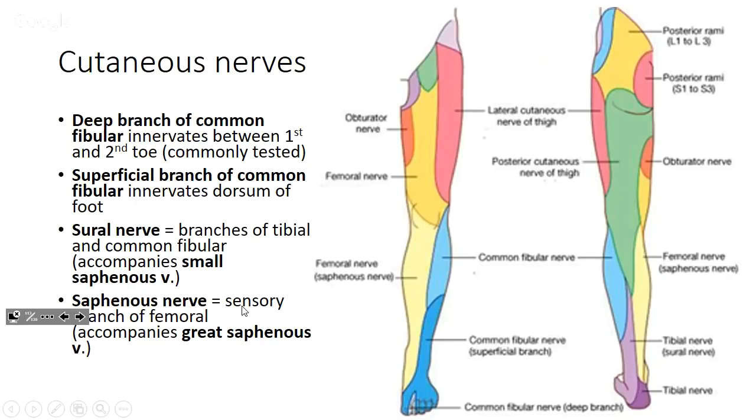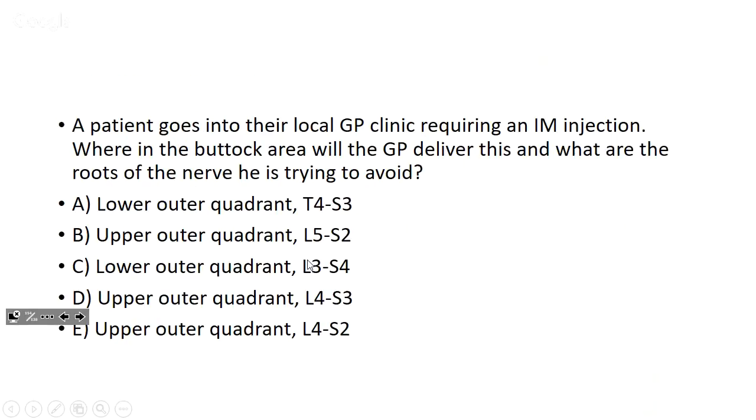Okay, then there's the sural nerve and the saphenous nerve. How I remember it is the saphenous nerve accompanies the great saphenous vein. If you remember, the great saphenous vein is on the medial side. It goes anterior to the medial malleolus and goes up. So that's saphenous. And then the sural nerve accompanies the other one, which is the small saphenous vein on the lateral side.